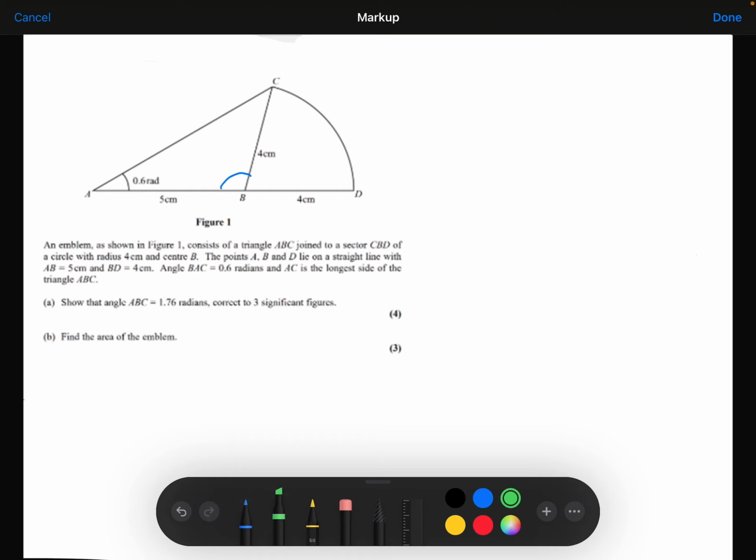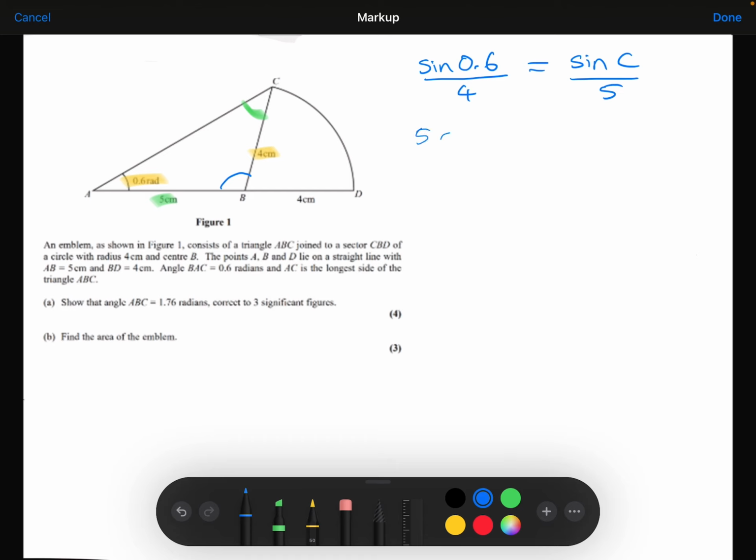So let's just focus on that triangle here. And note that we have a matching pair. We've got the 0.6 radians that is opposite the 4 centimetres. So therefore we can use the sine rule for this. We can say that sine 0.6 radians divided by 4 is going to be equal, now the other side we have is 5, and that's opposite the angle C. So we could say that that's going to be equal to sine C over 5.